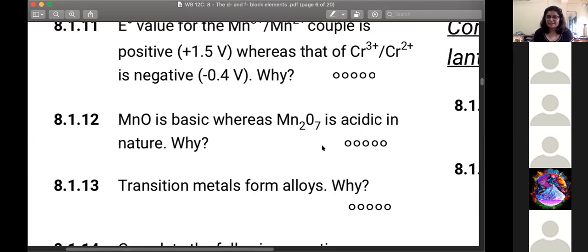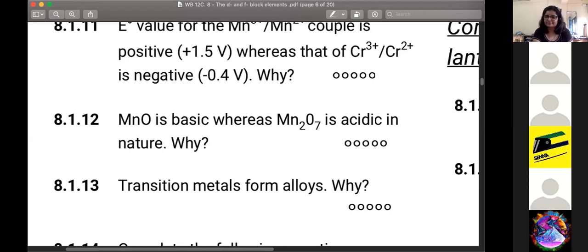Yes, Jasleen has answered. Okay, that got disconnected. Ritvik, can you answer? Ma'am, the oxidation state of Mn in MnO is +2 and in Mn2O7 is +7. So if it's a lower oxidation state, it would be more basic.